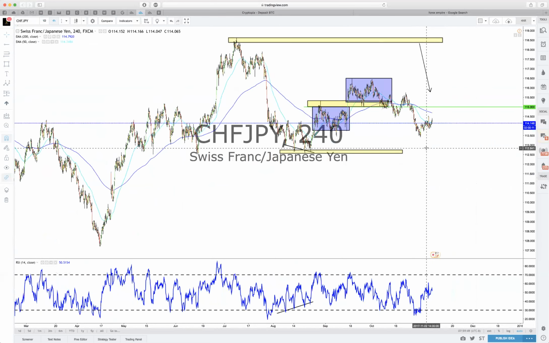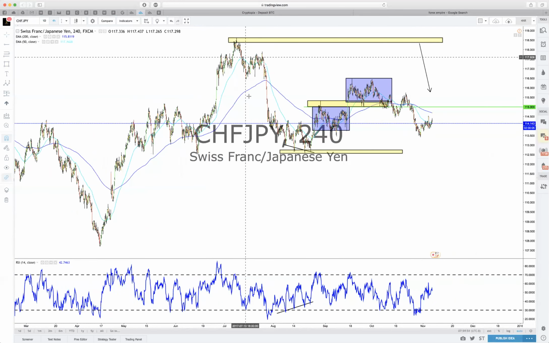CHF JPY, there was a W, there was a head and shoulders here, but it was clean, done, and then the W was formed. Level 1, level 2 was formed, but the level 2 wasn't respected, so now it's not a valid trade anymore. So there's nothing to trade right now. We just have to wait and see how it plays out.